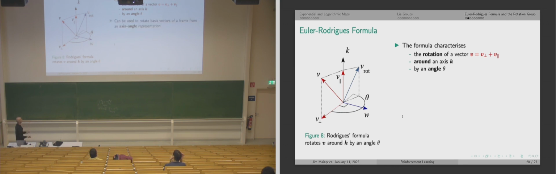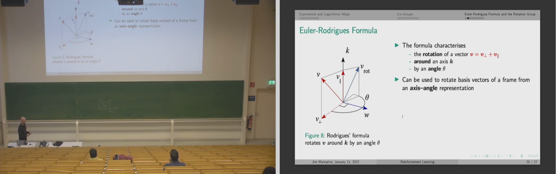It can be used to rotate basis vectors of a frame from an axis angle representation. Remember, 3D rotations can be represented by 3D orthogonal rotation matrices. This is what we just saw, but also by axis angle.